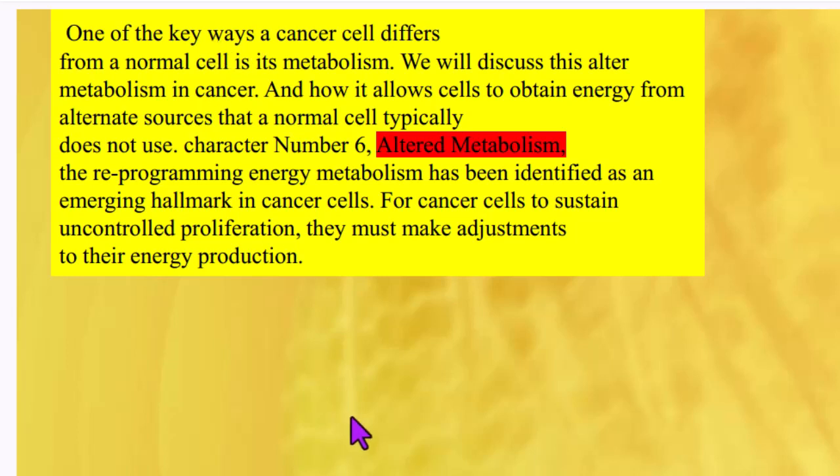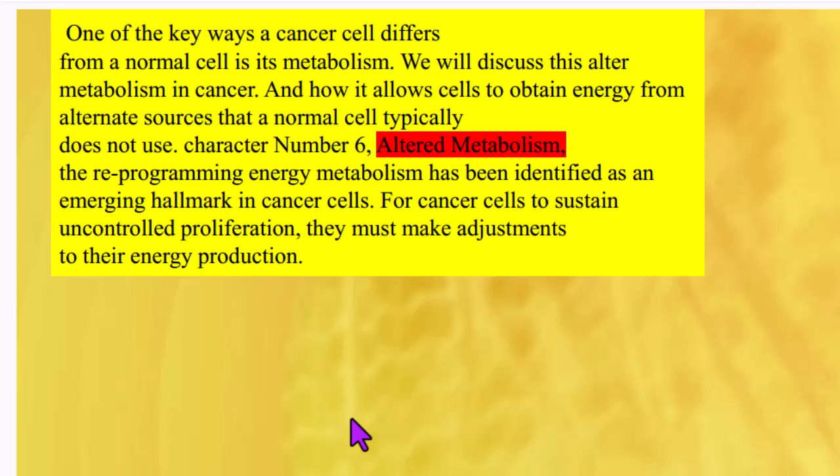Welcome. The altered metabolism, or the cancer cell metabolism. One of the key ways cancer cells differ from the normal cell is its metabolism. The altered metabolism in cancer allows cells to obtain energy from altered sources. This is called altered metabolism.